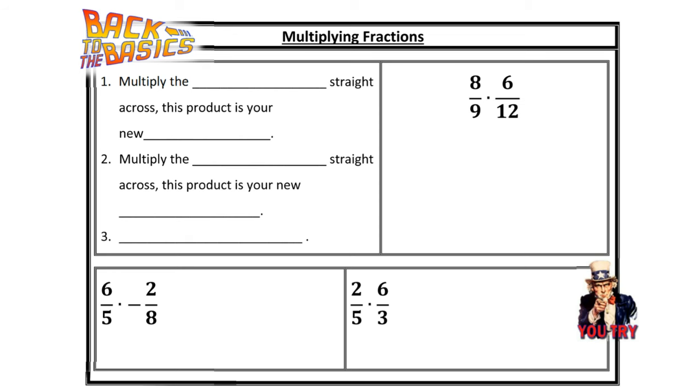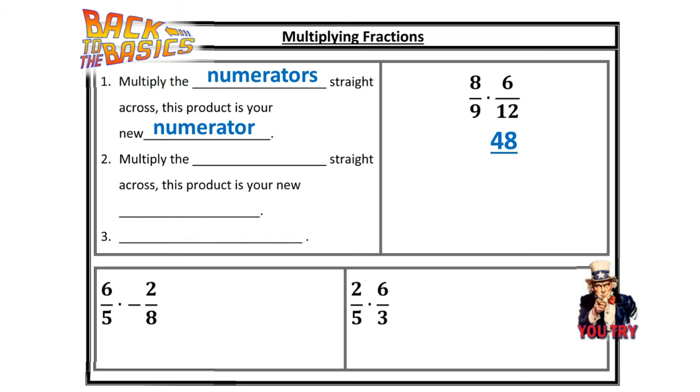So let's review. Let's go back to the basics a little bit and talk about multiplying fractions. To multiply fractions, we do not need common denominators. That's an easy mistake a lot of students make. Multiply the numerator straight across. This is your new numerator.